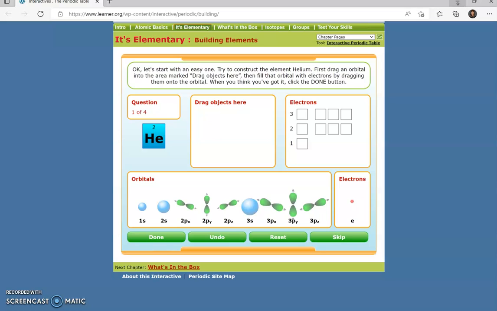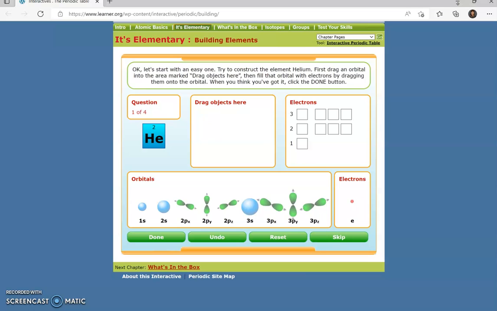And different elements have different shapes in terms of these clouds. That's represented by S, P, D, and F. Those are the shapes. And then we also have different levels, 1, 2, 3, 4, and so on, to also represent those different electron clouds.